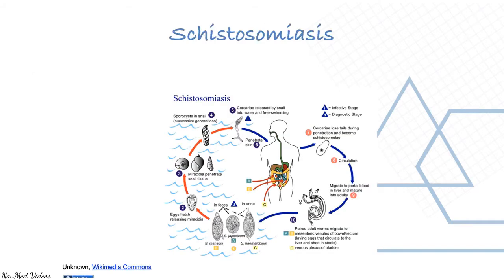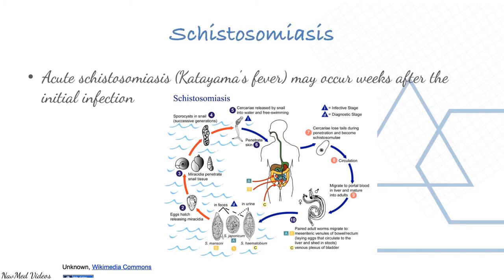Okay, so this is how Schistosomiasis develops. Acute Schistosomiasis or Katayama fever may occur weeks after the initial infection. So step 1 is the larvae are in feces and in urine, and the eggs hatch and release miracidia. And these miracidia penetrate the snail tissues. Then in the snail you have sporocysts.